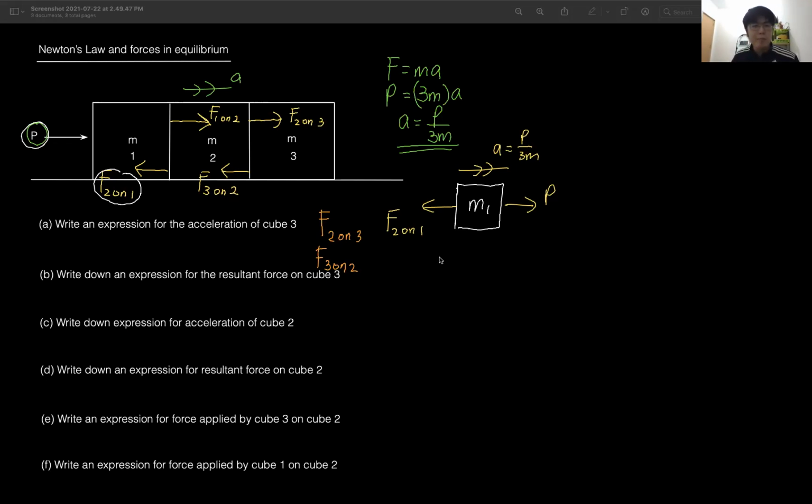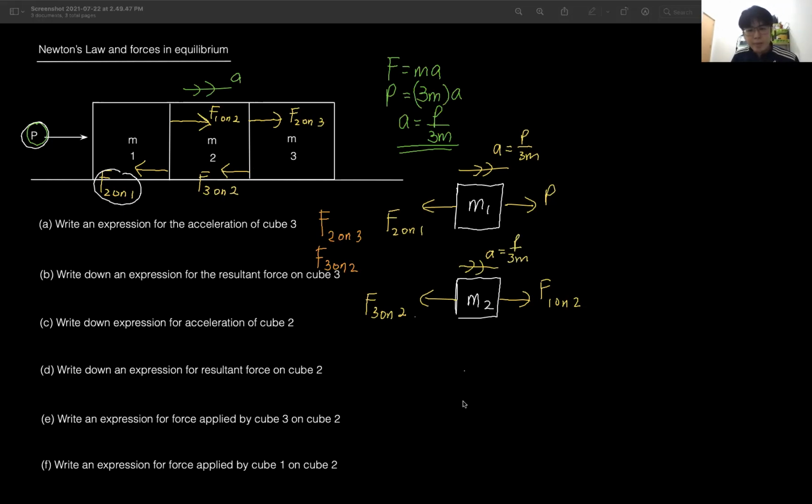Second free body diagram, for mass number 2, m2. What are the forces acting on body 2? We have F1 on 2, and then we also have F3 on 2. That is the reaction from cube number 3. So we have in this direction F3 on 2. And this body, same, is accelerating at P over 3m to the right.